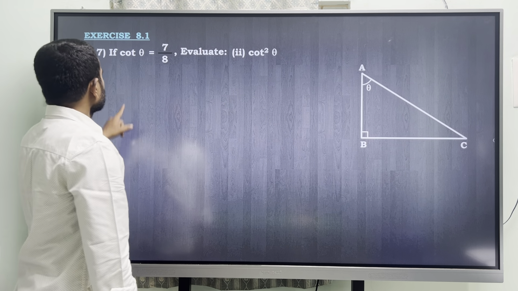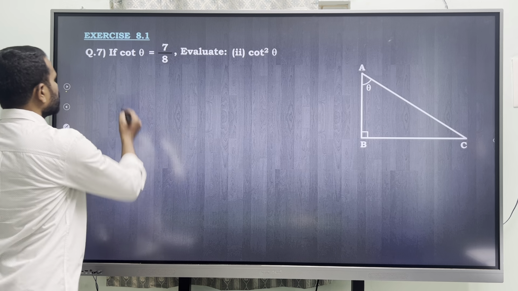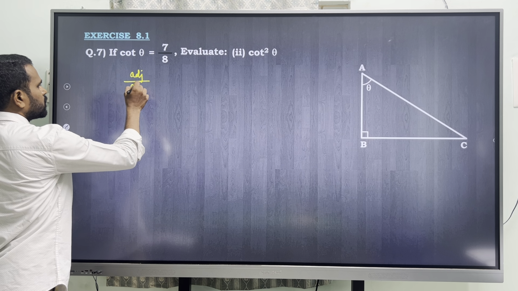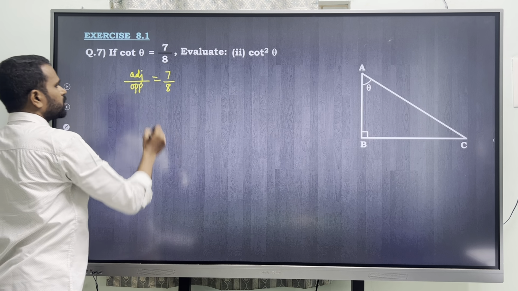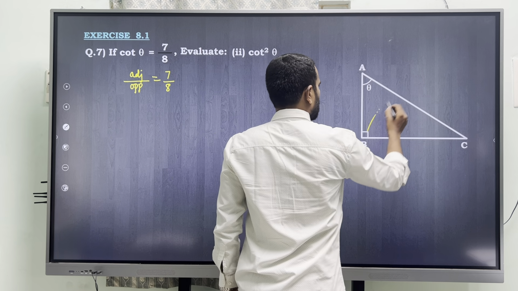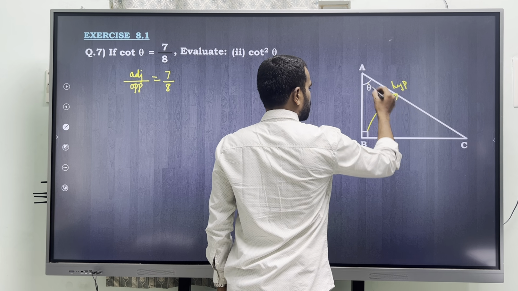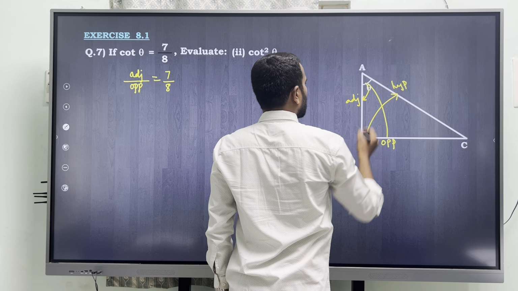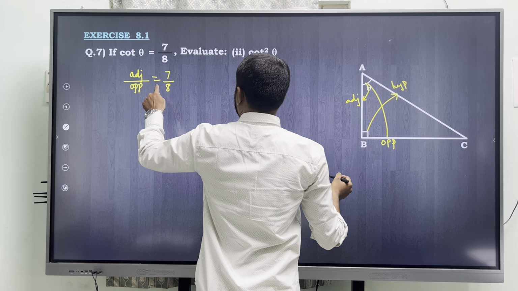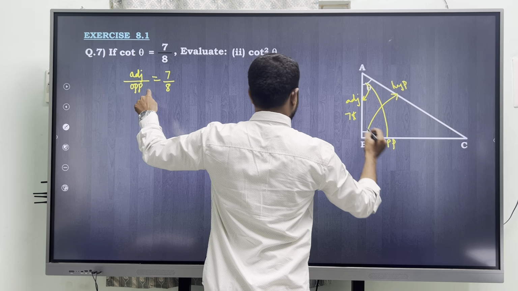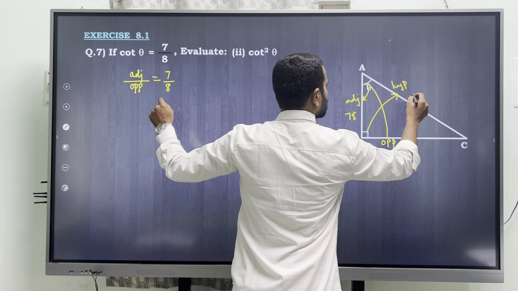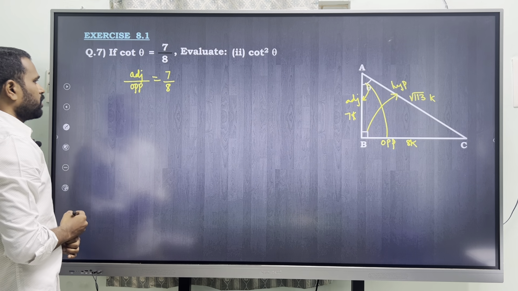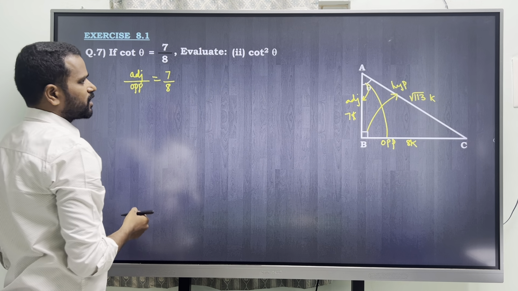See here, 7 by 8, same, similarly before, this is adjacent side by opposite equals 7 by 8. So this is hypotenuse and this is opposite and this is adjacent, understand. Now adjacent is how much? 7k, opposite is 8k and this is root 113k, as we calculated on the previous slide. Okay, now evaluate cot square theta.